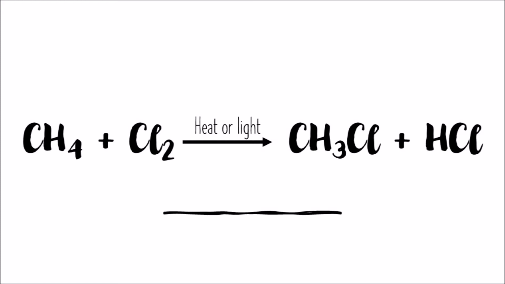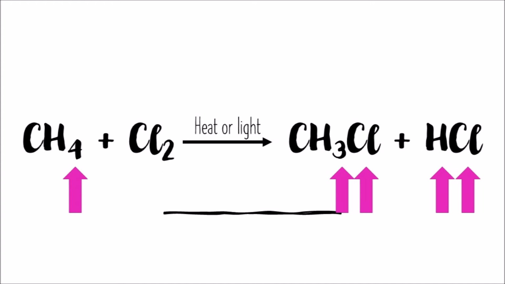The products of the equation are chloromethane and hydrogen chloride. On the reactant side, you saw that methane has 4 hydrogen atoms, but on the product side, 1 hydrogen separated, and also the 2 chlorine atoms got separated as well. What happened was a double replacement reaction.